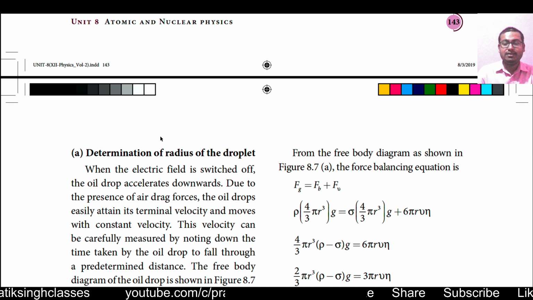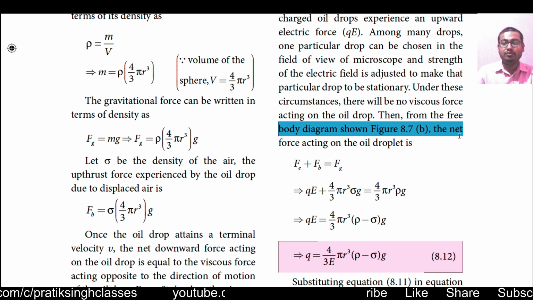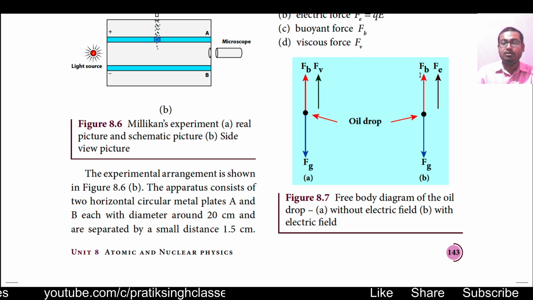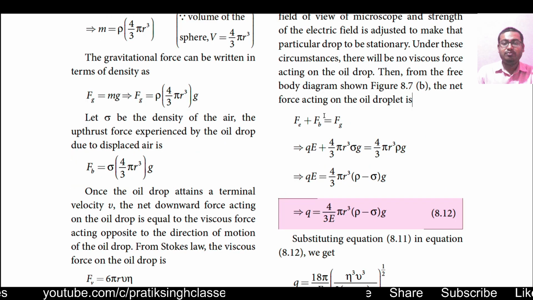Under these circumstances, there will be no viscous force acting on the oil drop. Okay, then from the free body diagram shown in figure 8.7b, the net force acting on the oil drop, as we can see once again from figure 8.7b, is Fg is equal to Fb plus Fe. Okay, so this is the situation when the electric field is working between the plates and on the oil drop. So just substitute the values. We will have Fe plus Fb is equal to Fg. That means the total force in the upward direction, Fe plus Fb, is equal to the total force in the downward direction, that is Fg.